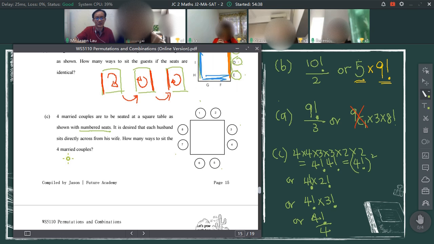The strategy is like the inserting method. You try to put in one by one. For example, for the four husbands, you put them in. The first one will have 8 seats, like the box method, because now all the seats are distinct. So it's 8, then times 7 times 6 times 5? No, not so fast. Because if the person sits here, then the next person cannot sit next to him, otherwise they will fight. So it's 8 times 6 times 4 times 2.